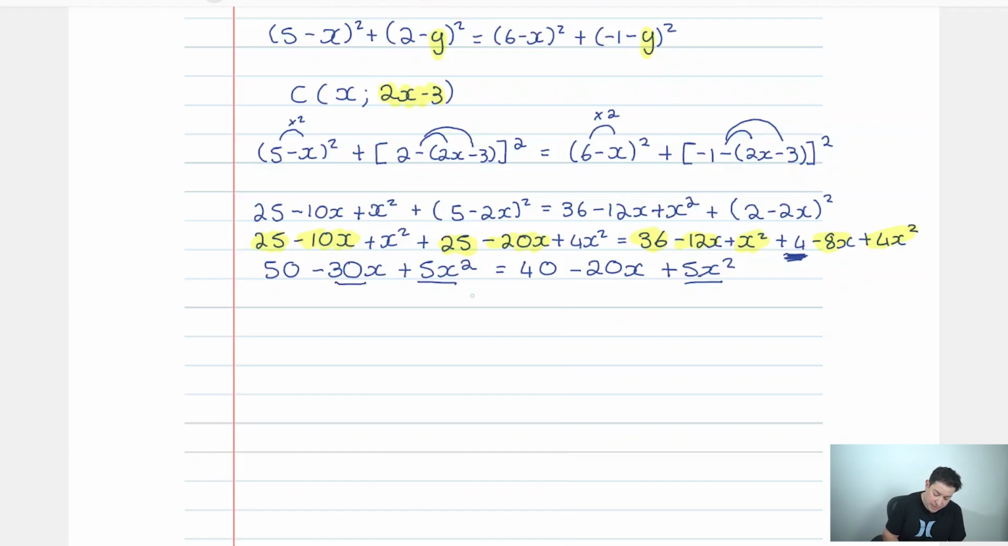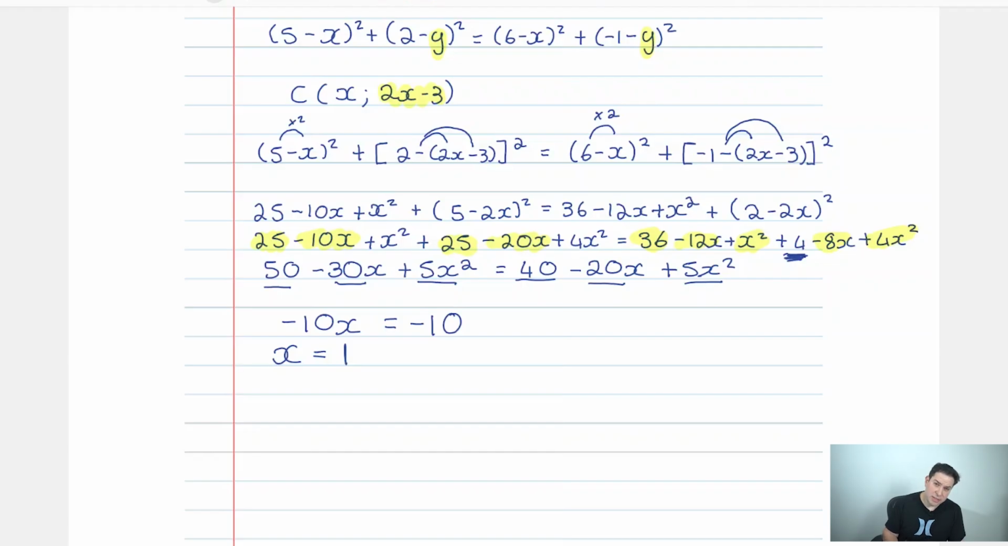So we have minus 30x minus 20x. Take the minus 20 over. We're going to have minus 30 plus 20 is minus 10x is equal to 40 minus 50 is minus 10. And therefore, x equals 1.